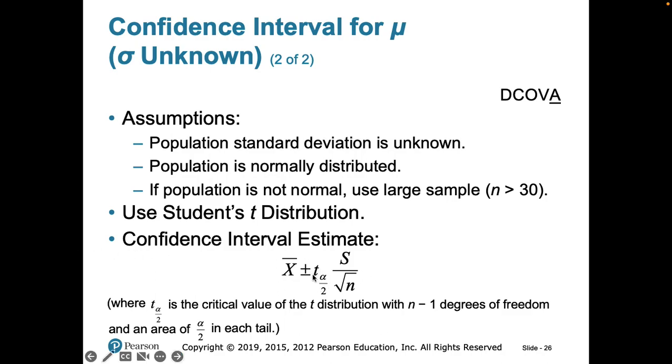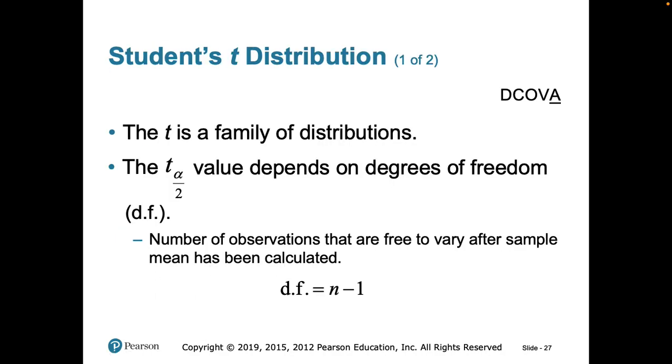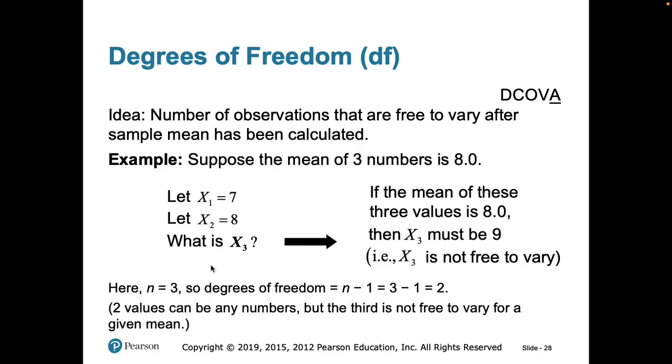Again, the formula here is pretty much the same, as you can see. Instead of the C table, we're going to use the T table, the student's T table, and then you always have the alpha divided by 2. Okay? So the T is a family of distributions, the T table, and then you have the T alpha divided by 2 value, which depends on the degrees of freedom. The degrees of freedom is the number of observations that are free to change after the sample has been calculated. So let's talk a bit more about degrees of freedom.